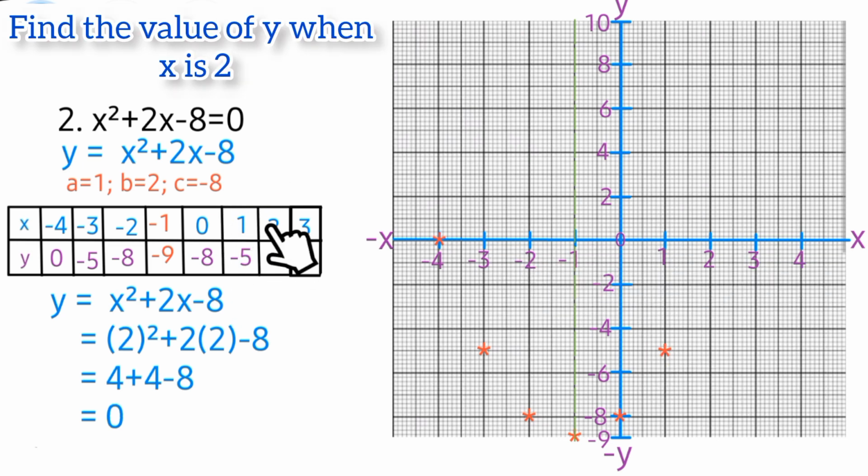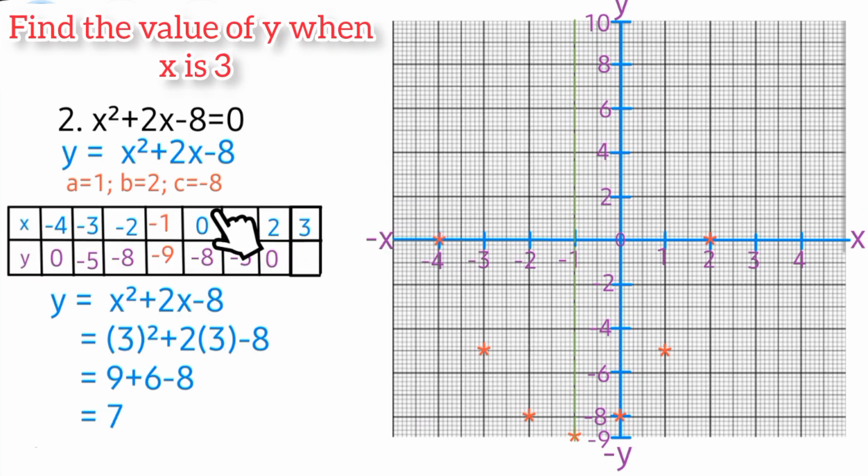When x value is 2, y value will be equal to 2 squared plus 2 times 2 minus 8. 2 squared gives 4, plus 2 times 2 gives 4, minus 8. 4 plus 4 minus 8 gives 0. So when x is 2, y value is 0.